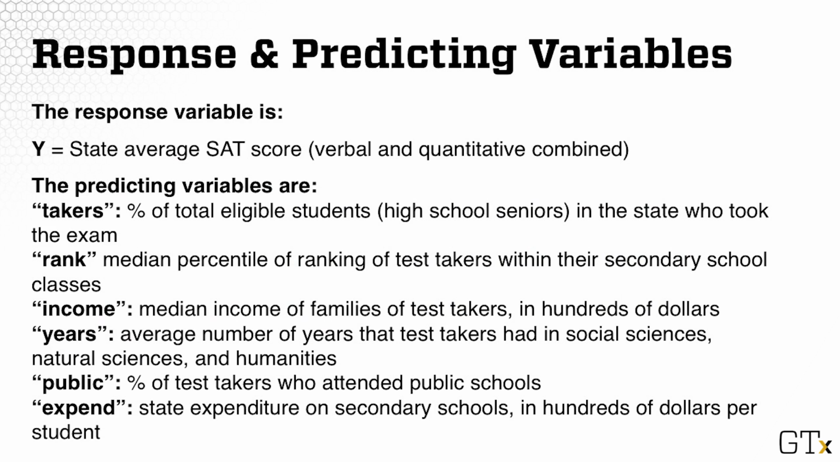In this example, the response variable is the state average SAT score, and the predictive variables are as follows: takers, which is the percentage of total eligible students in the state who took the exam; rank, which is the median percentile of ranking of test takers within their secondary school classes; income, which is the median income of families of test takers in hundreds of dollars; years, which is the average number of years that the test takers had in social sciences, natural sciences, and humanities; public, which is the percentage of test takers who attended public schools; expend, or expenditure, which is the state expenditure on secondary school in hundreds of dollars per student.